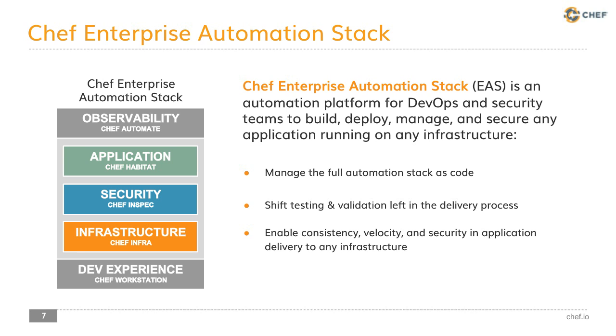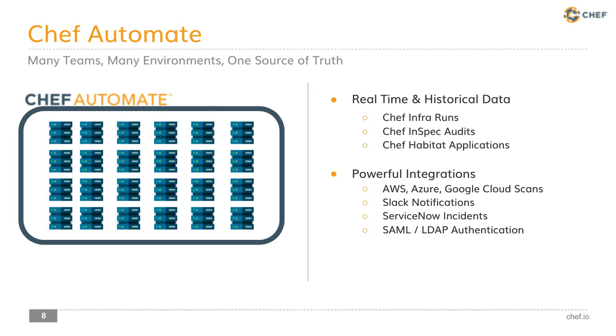We tie all of these tools together with Chef Workstation, which provides a local development experience to let you work with all of our tools and have nifty things like auto updates, and Chef Automate, the star of the show today, which gives us observability into everything that Habitat, InSpec, and Infra are doing in our environments. One of the things that's powerful about Chef Automate is that it gives us one source of truth across many teams and many environments. You can think of it as a single pane of glass into everything that Chef manages. It gives us real-time and historical data into all of our Chef Infra runs, Chef InSpec audits, and Chef Habitat apps, and also provides a ton of integrations.